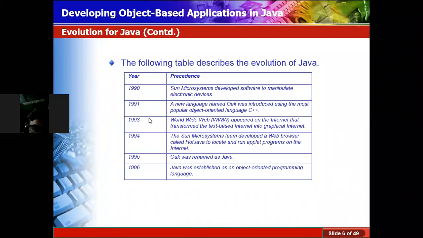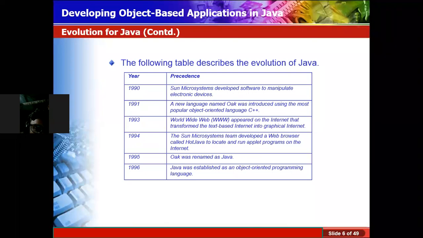In 1993, the World Wide Web appeared on the internet, which transformed the text-based internet into the graphical internet. So in 1993, the graphical internet came. Graphical internet means that you are working with pictures and video. Before 1993, only textual information was available on the internet.